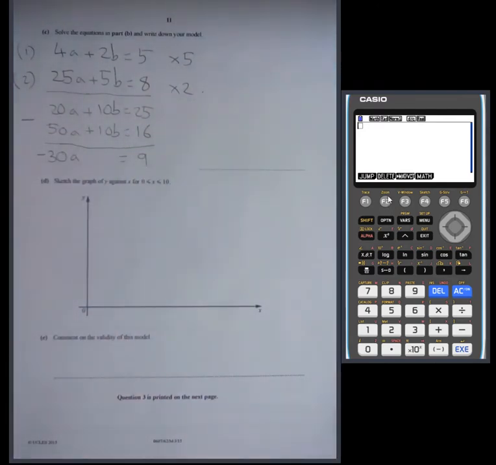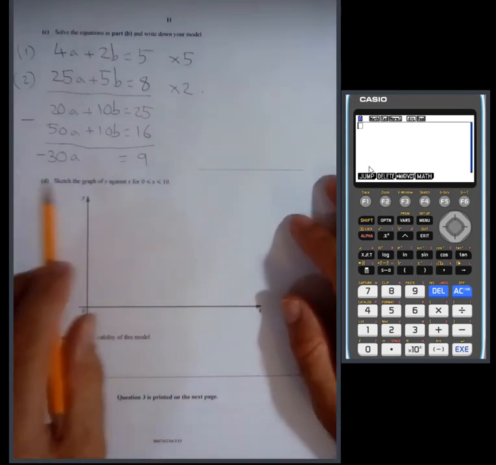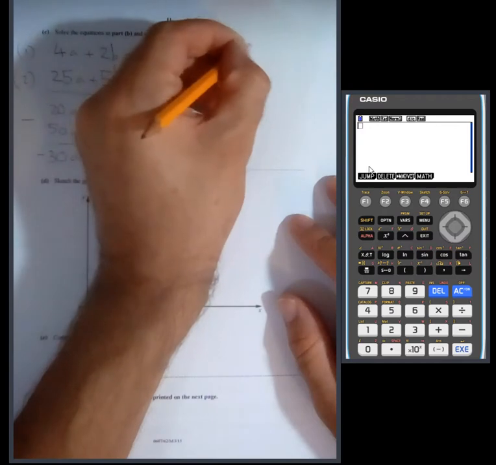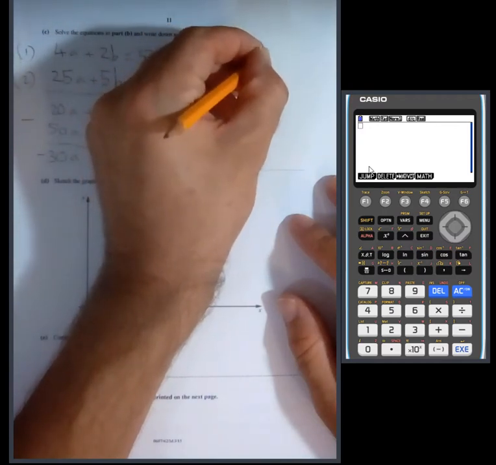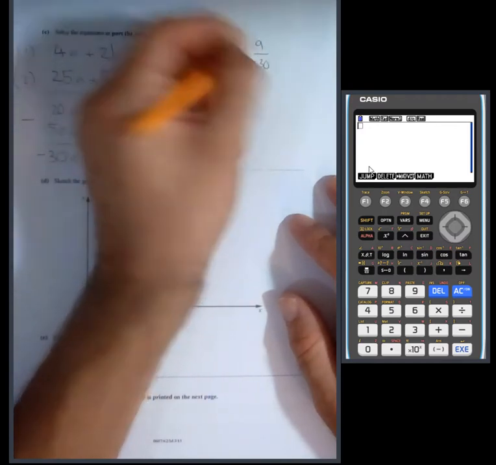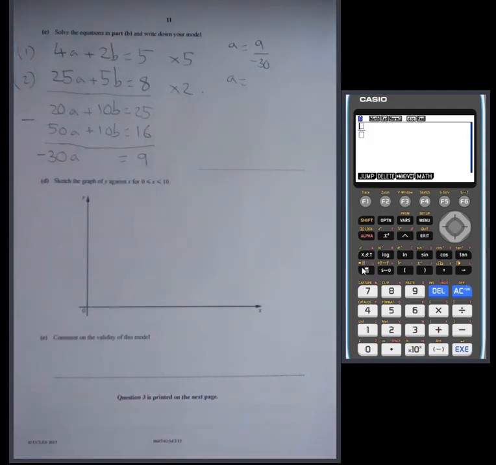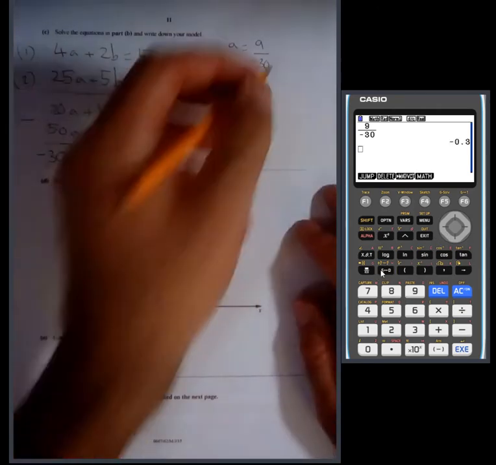Okay, so now we have a is going to be 9 divided by minus 30. A equals, well, 9 divided by minus 30 is minus 3 over 10, or minus 0.3.